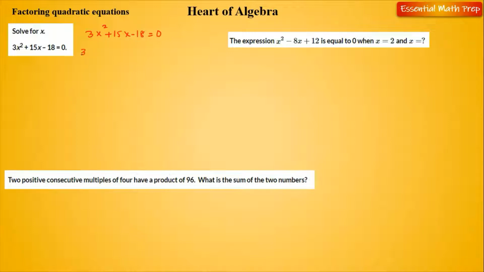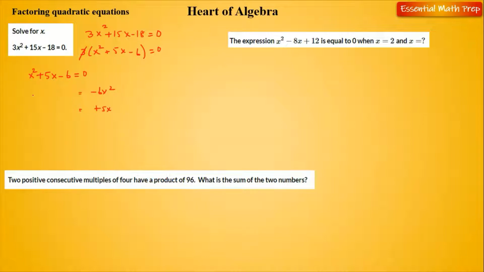So if we take 3 out of the bracket, we'll end up with x squared plus 5x minus 6 equals 0. 3 is no longer relevant. So if you just solve what's within the bracket, we can solve the value of x. So we want negative 6x squared and we also want plus 5x.